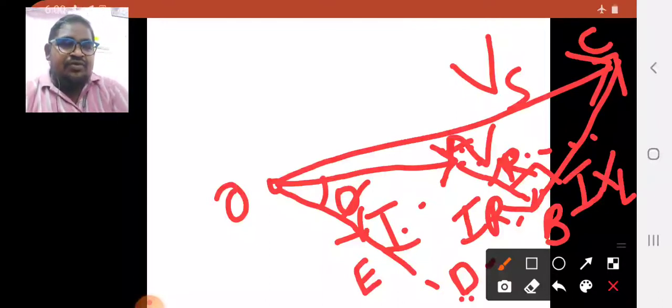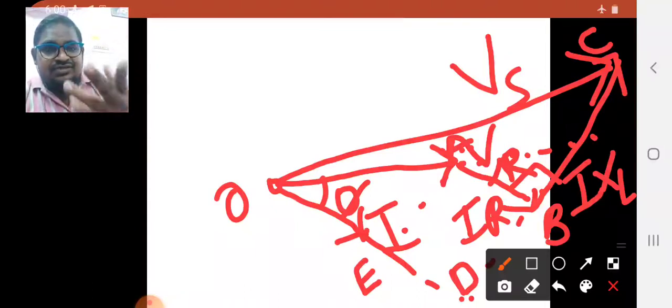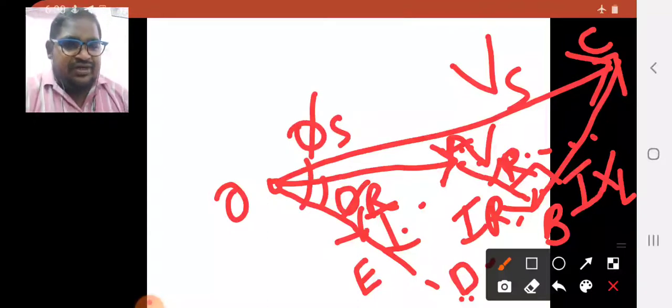That is, here I have ODC. OCD is a right angle triangle. So from this I want to find out the value of VR. Let us also take the phase angles. The angle between VR and I is phi r, and the angle between Vs and I is phi s.